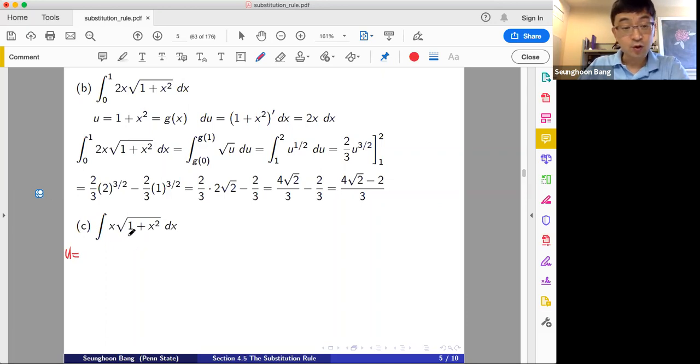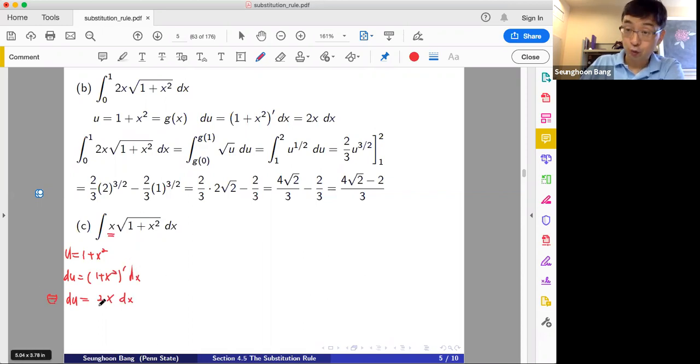Could you write your answer? What is u in this problem? Yes, same thing. I can show you why this is the same. u is 1 plus x squared. Find du, which is exactly the derivative of 1 plus x squared times dx. So du is 2x dx. We have only x.